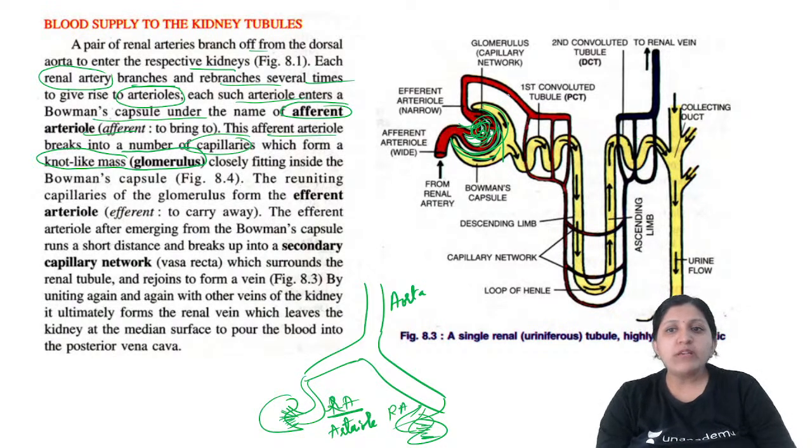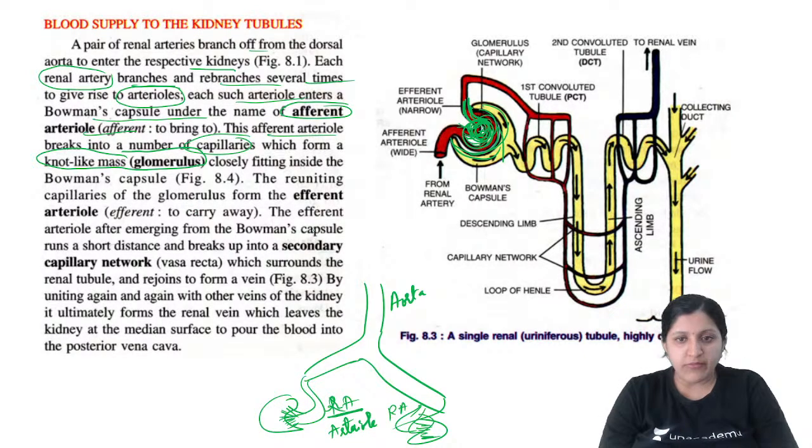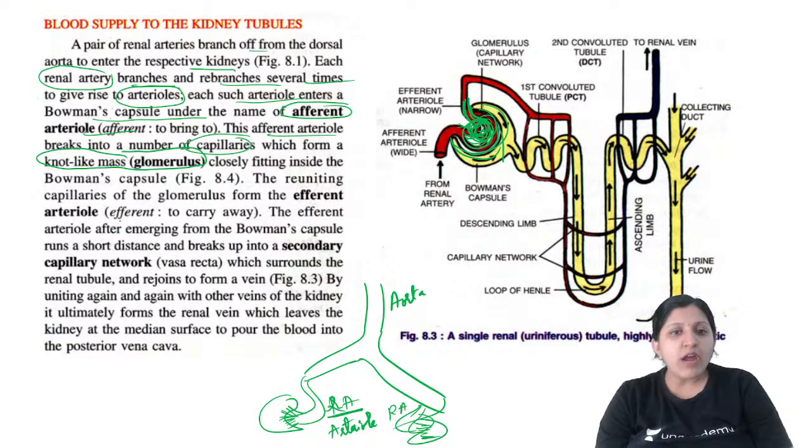Okay, so now this reuniting, all these capillaries which were here will all reunite, and they are going to form this efferent arteriole, that is to go away, to carry away. After emerging from the Bowman's capsule, the efferent arteriole will run a short distance and break into a secondary capillary network, which we can also mention as the vasa recta.